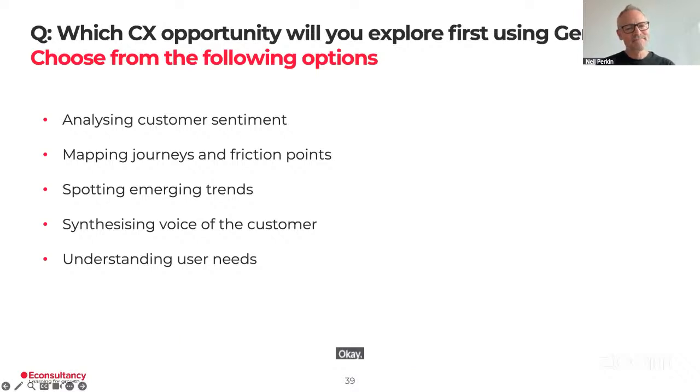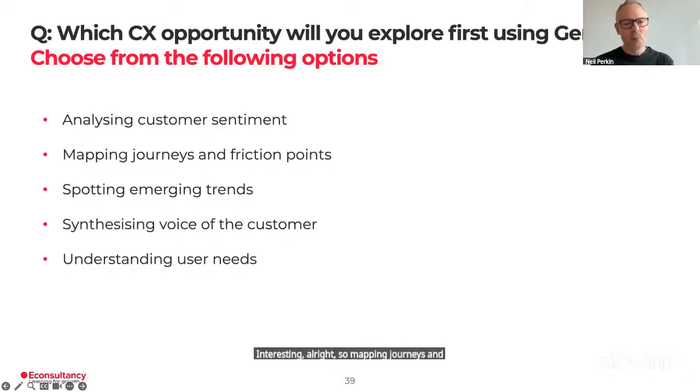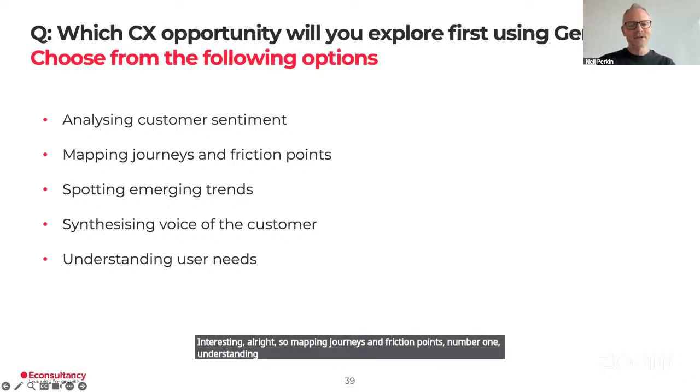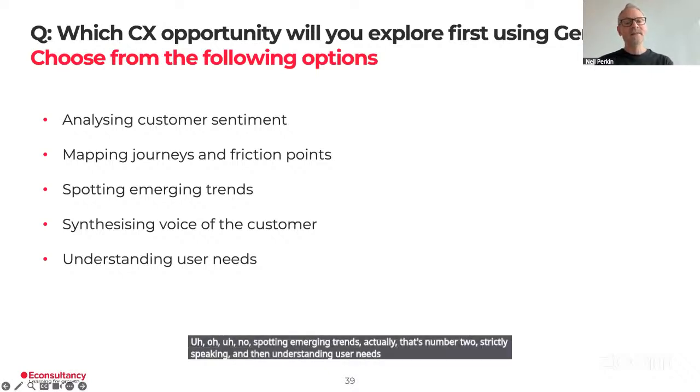Okay, votes coming in. Okay, when you're ready, if you want to show the results, we'll have a look at the results there. Interesting. All right. So mapping journeys and friction points, number one. Spotting emerging trends, number two, strictly speaking, and then understanding user needs. And then the other two tied in fourth place: analyzing customer sentiment and synthesizing voice of the customer.